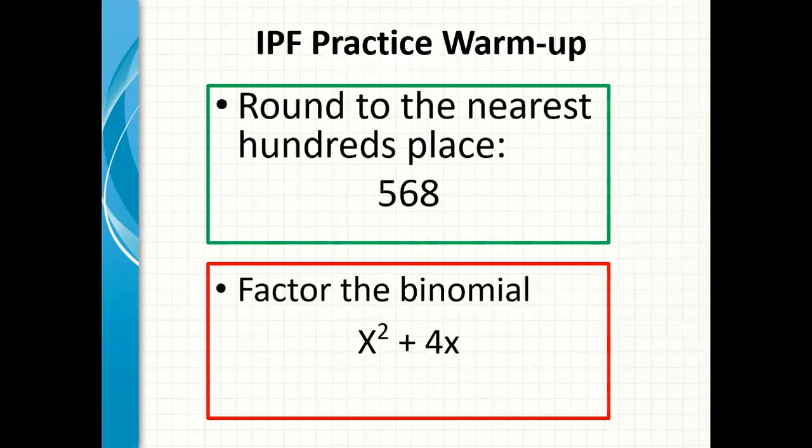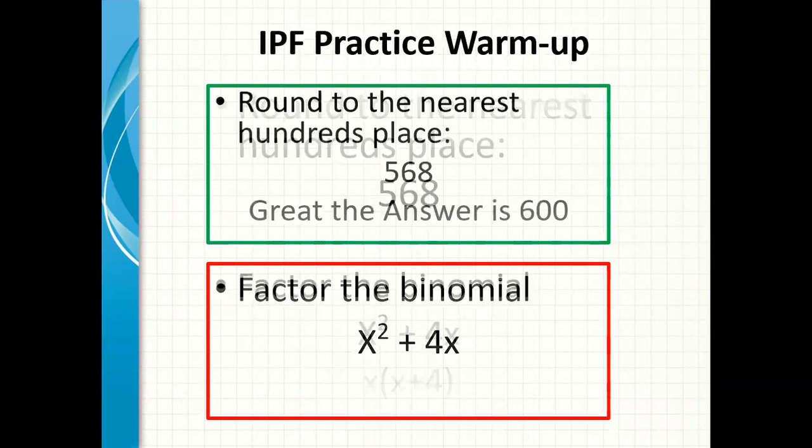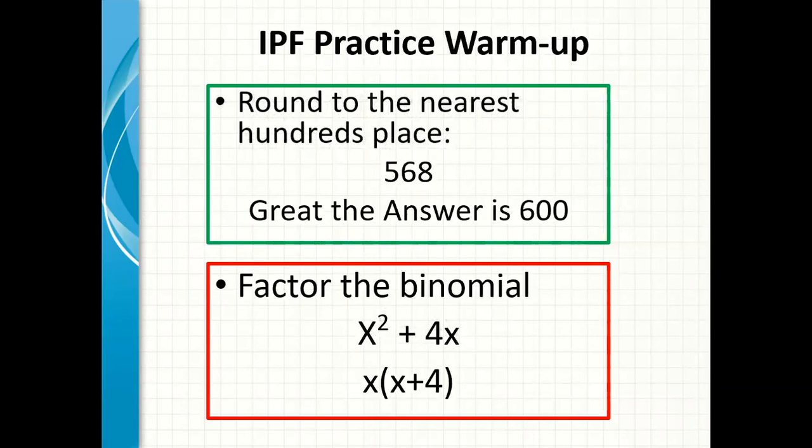So, if you're in the green box, round that to the hundreds. If you're in the red box, factor the binomial. Kids write their answer down, hold up their dry erase board. I say, okay, everybody gets 600 or everybody got X times the quantity X plus 4. Hold them up. I'm scanning, checking. All right, great. Next problem.